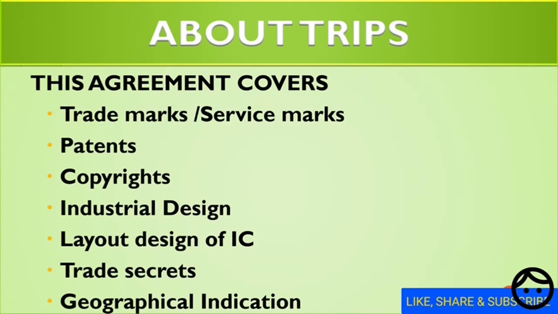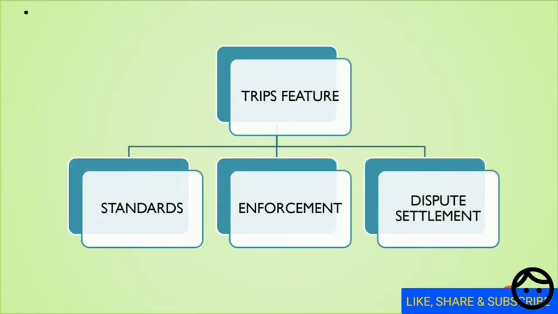This agreement will cover trademark including service marks, patents, copyright, industrial designs, layout designs of ICs, trade secrets or hidden information and geographical indication. It includes three important issues. Standards means the main element of protection is defined, namely the subject matter to be protected, the rights to be conferred and permissible exceptions to those rights, and the minimum duration of protection. Second is enforcement, means the domestic procedure and remedies for the enforcement of the intellectual property right.